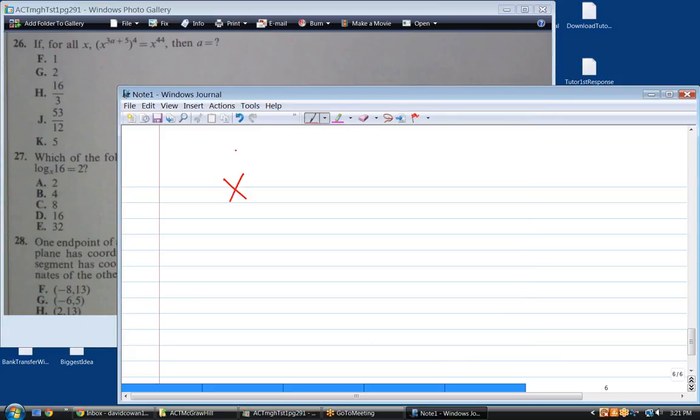Okay, we have x to the (3a plus 5), all raised to the 4th power, and that's equal to x to the 44th power. They want us to figure out what a is. So would you distribute the 4? It's not really called distributing, but I think you get the idea. You multiply it, so 12a plus 20.